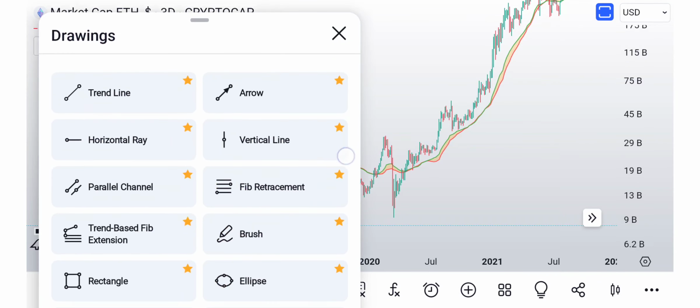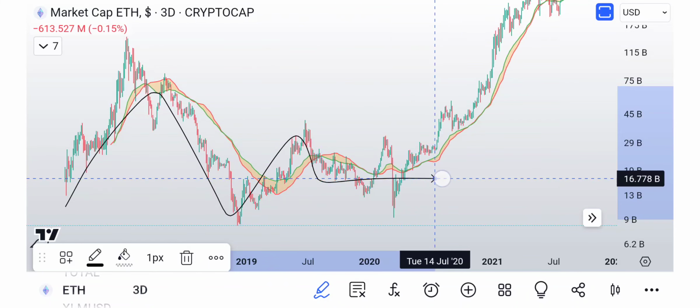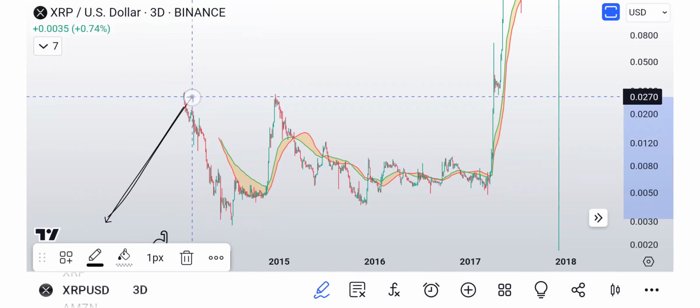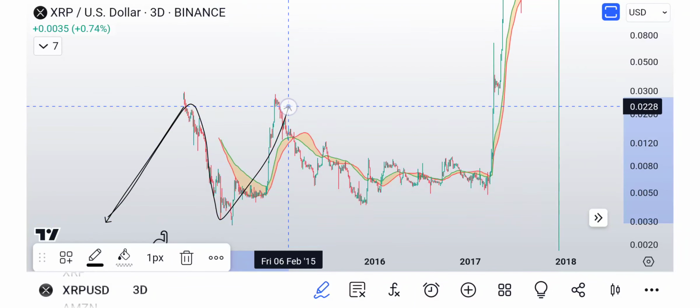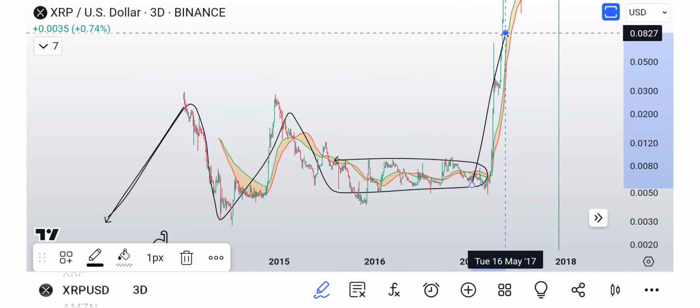Same thing here that happened with Ethereum, right? You had a rise, crash, retrace, reaccumulation, sideways, and then a breakout. Same thing happened in XRP. You had a rise, crash, retrace, reaccumulation, sideways, and then you had a breakout.